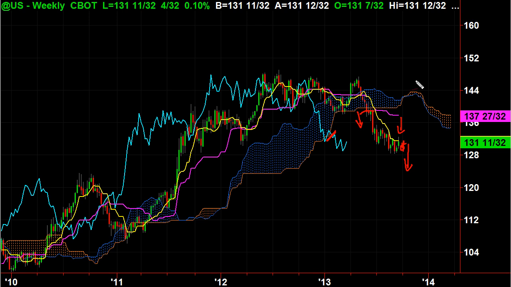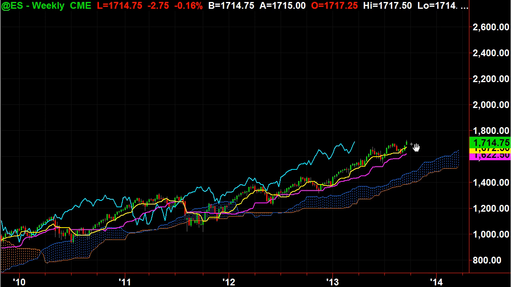Now, what you can use now is this is going to be resistance, and if we switch back to the ES that we were looking at, you can see when the ES does finally decide to sell off, this is going to be support.